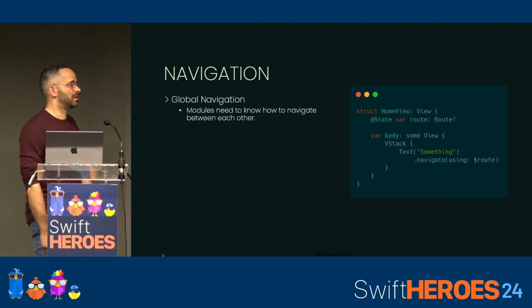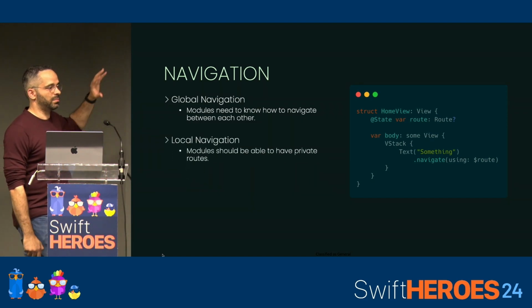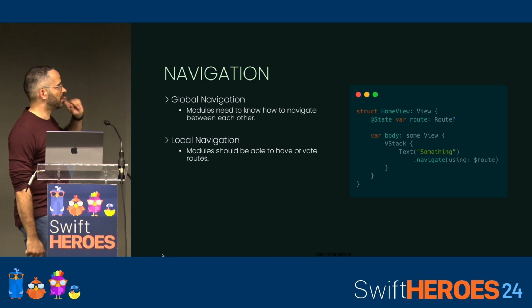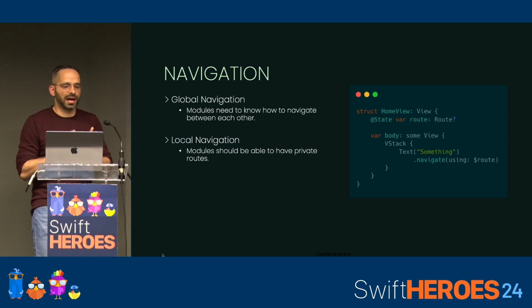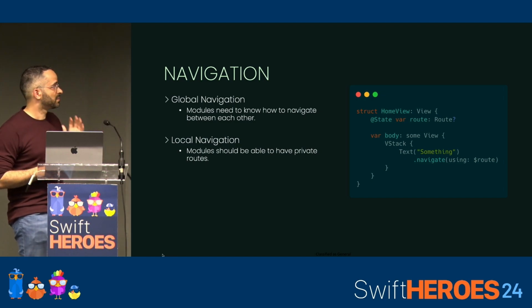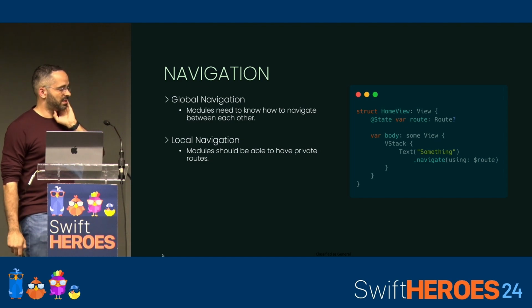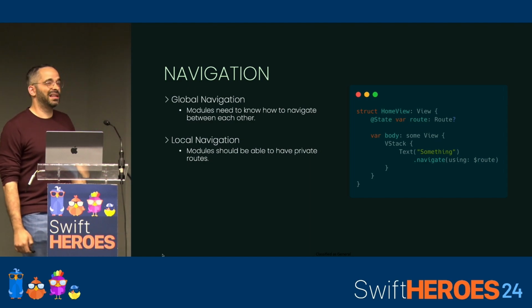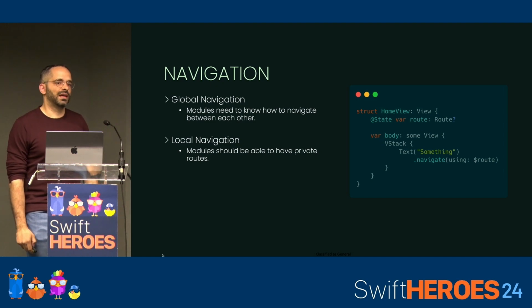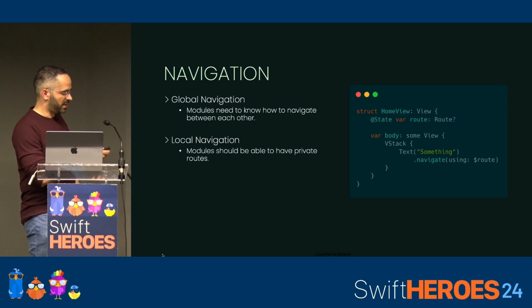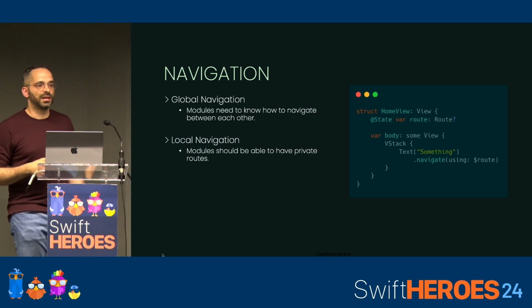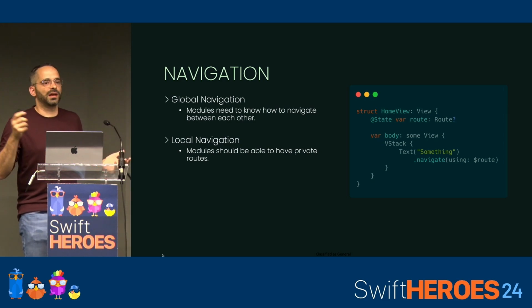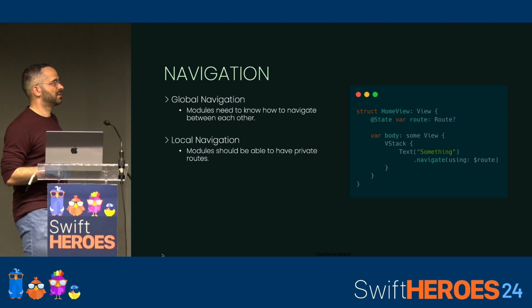Navigation is not necessarily easy with SwiftUI, and there are two types: global, where one feature can navigate to another, and local, where a feature has its own private navigation. Since we have to support iOS 15 and cannot use NavigationStack, we created a library that basically does what NavigationStack does. We have this nice modifier called navigate. You declare a state called route, and every time that route changes, I navigate to whatever that route is.